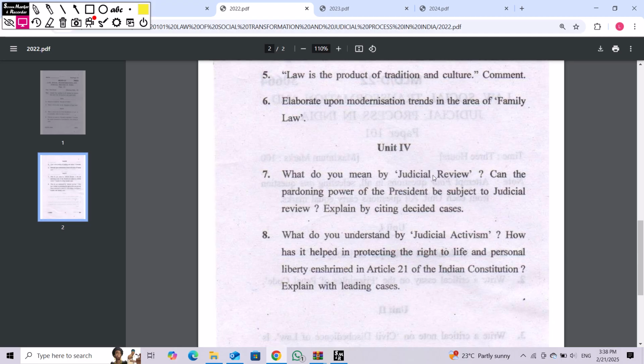And next is: what do you understand by judicial activism? How has it helped in protecting the right to life and personal liberty enshrined in Article 21 of the Indian Constitution? Explain with leading cases. So these are the important topics from the paper of 2022. Now I'm going to discuss the paper of 2023.